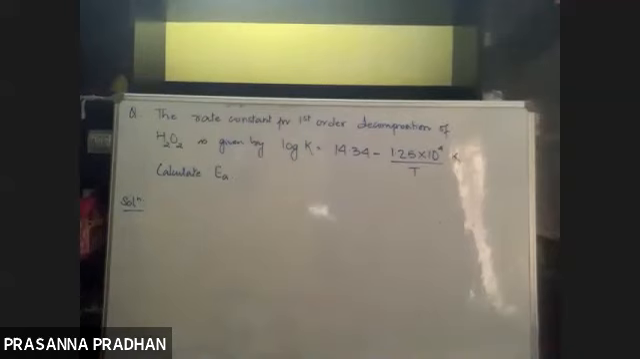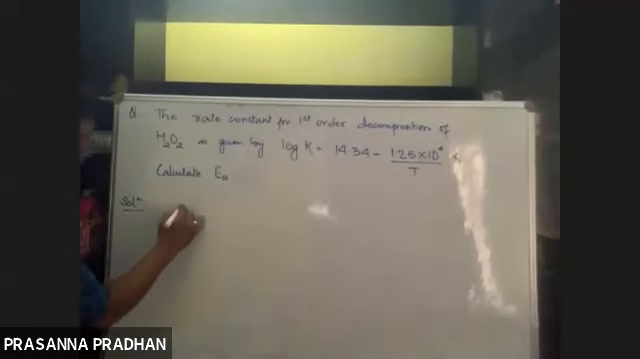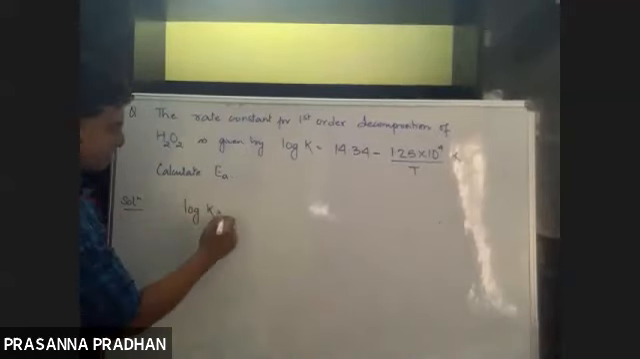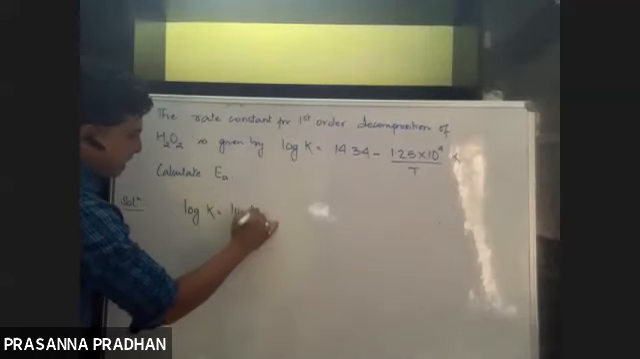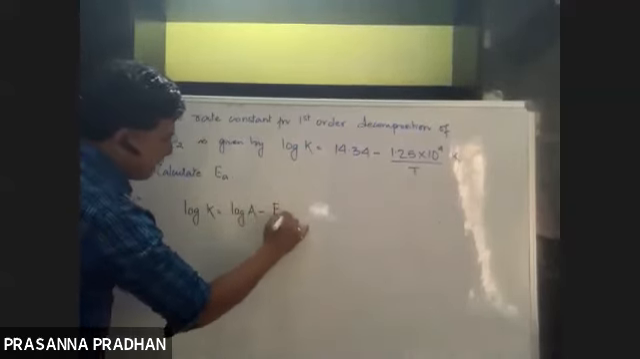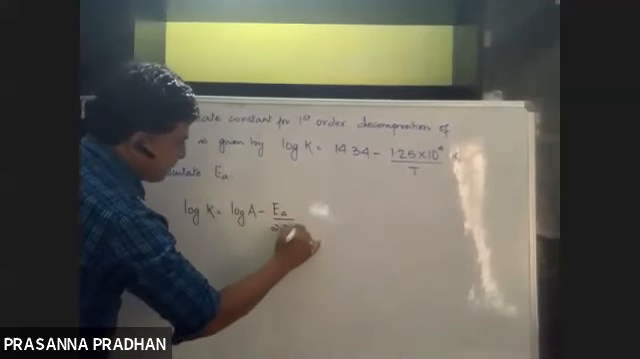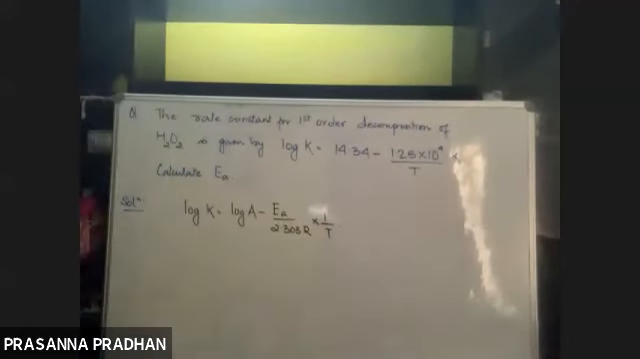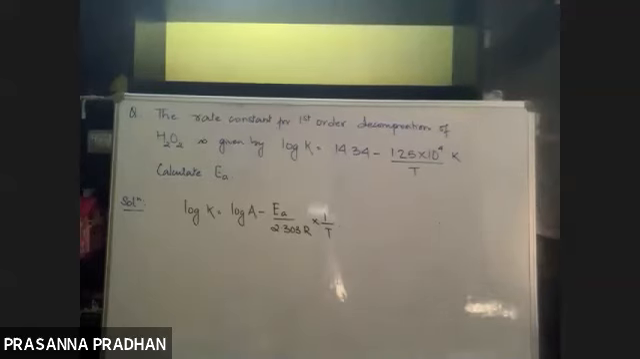So what is the original Arrhenius equation? The original Arrhenius equation is, yes, write it down. So log K equals log A minus EA by 2.303 R into 1 by T. I've just written this log A in the front side, so that the comparison will now be easier.